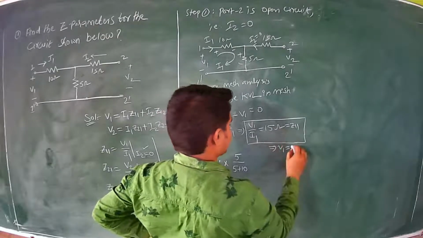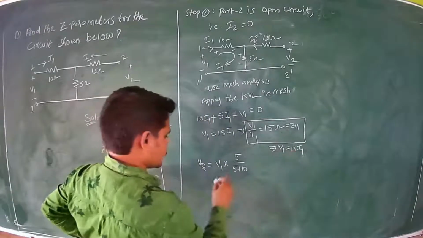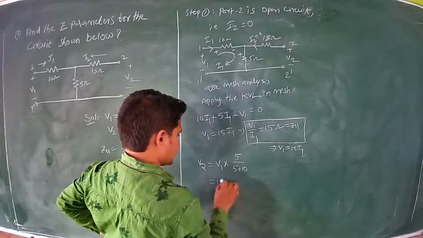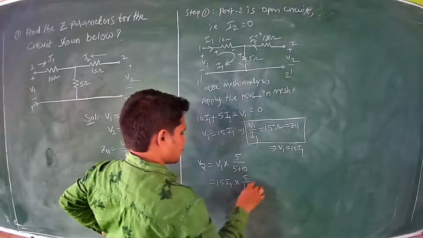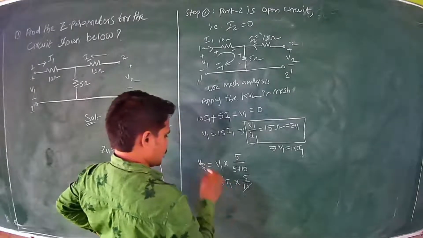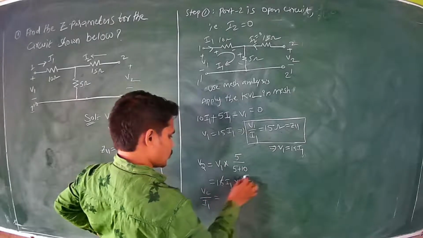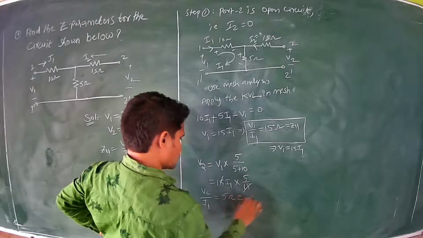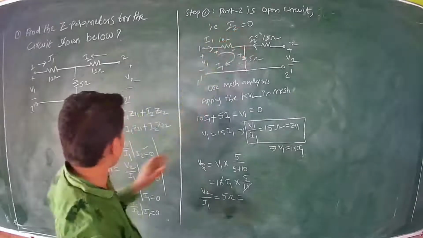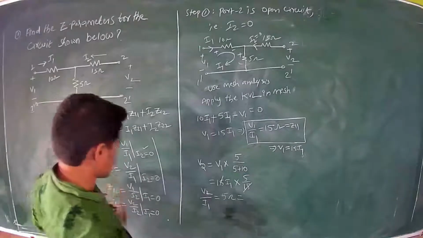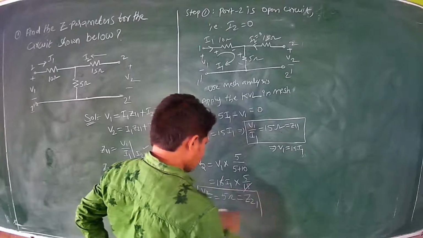So V1 is equal to 15 I1. Now I am substituting this V1 value in this. Therefore 15 I1 into 5 by 10 plus 5 is 15, cancel. Therefore V2 by I1 is equal to 5, so 5 ohms. Of course this V2 by I1 when I2 is 0 is Z21. So this is the Z21 value.